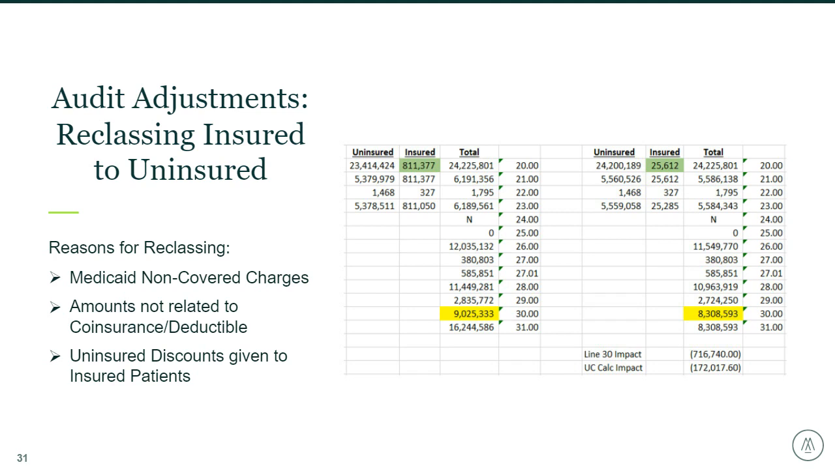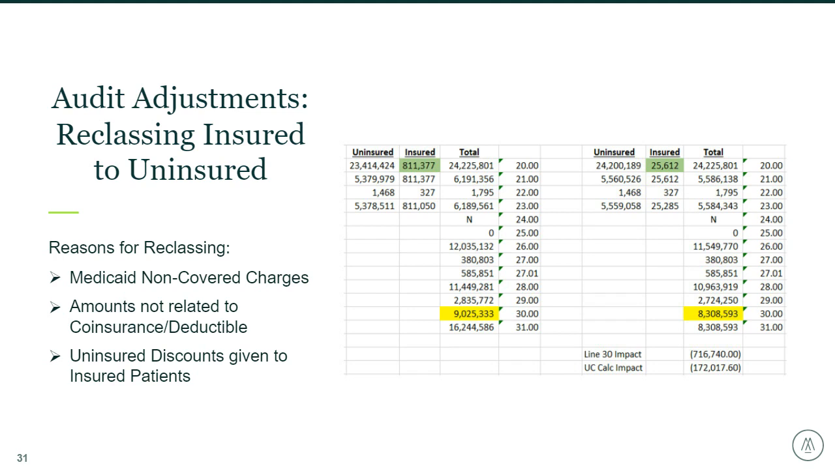Now, since column 2 is not subject to the cost-to-charge ratio, moving these charges from insured to uninsured is a large impact to line 30, and also the overall UC payment, in which we expect this cost report to be used 3 more times in the future UC payments.